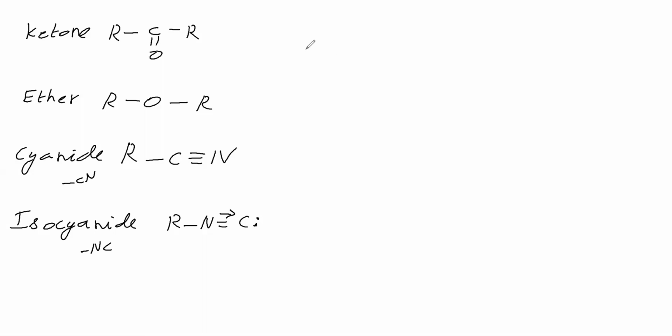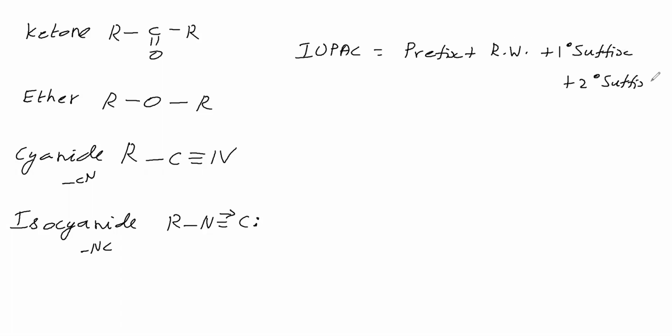Now we will say how to give the IUPAC name for this. For the IUPAC name, in the sense, a prefix should be there. Then a root word should be there. Root word in the sense from the parent chain. Next primary suffix. Then secondary suffix should be there. Prefix in the sense, which will come as prefix, in the sense branch, otherwise substituent.